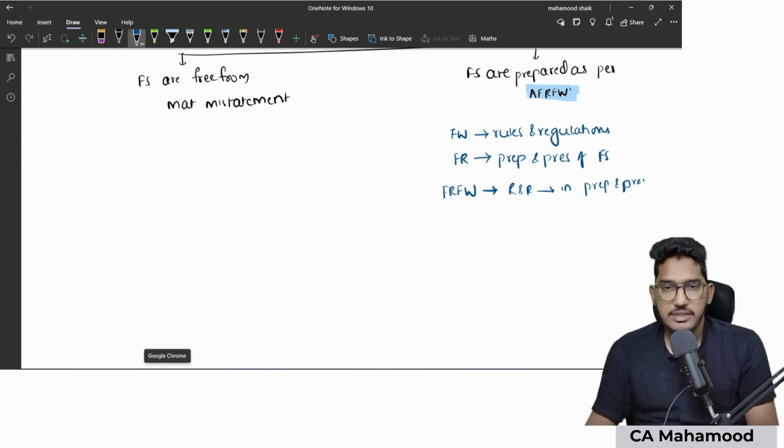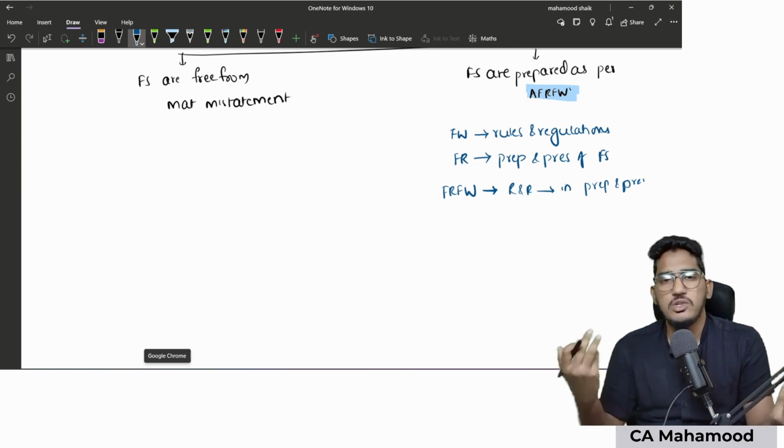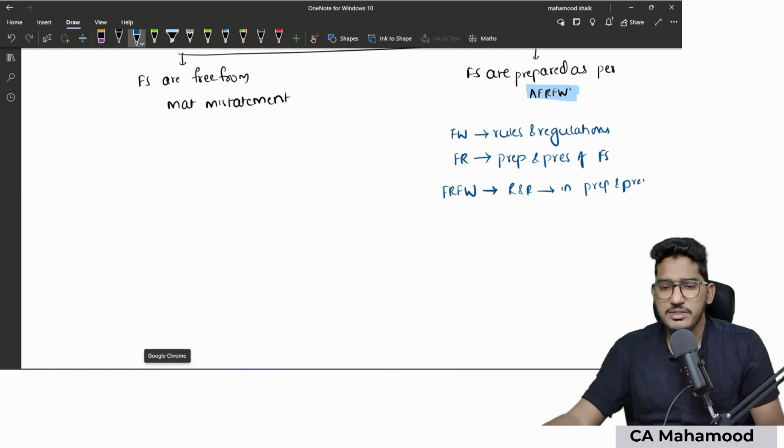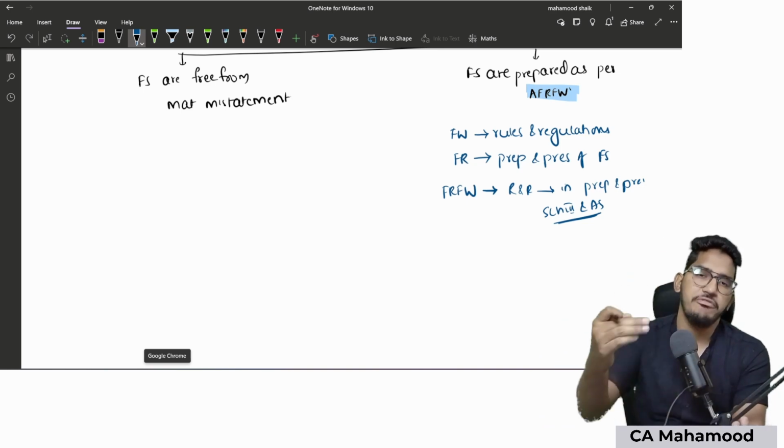See, assume an entity wants to prepare the financial statements. A company wants to prepare the financial statements. Can the company prepare the financial statements as per their own wishes, as per their own thoughts? Or should they follow one specific set of rules and regulations? They have to follow a specific set of rules and regulations. Like if a company is preparing financial statements, they will follow Schedule 3 and accounting standards. Now, Schedule 3 and accounting standards is simply a financial reporting framework.